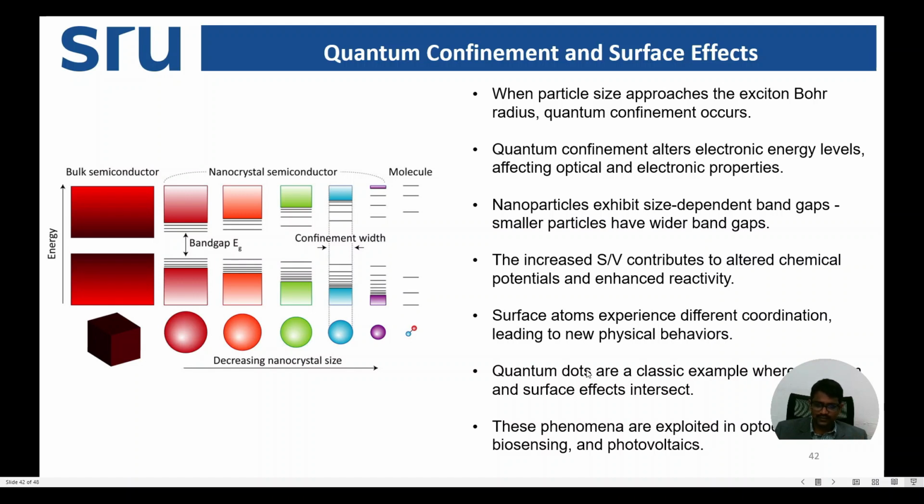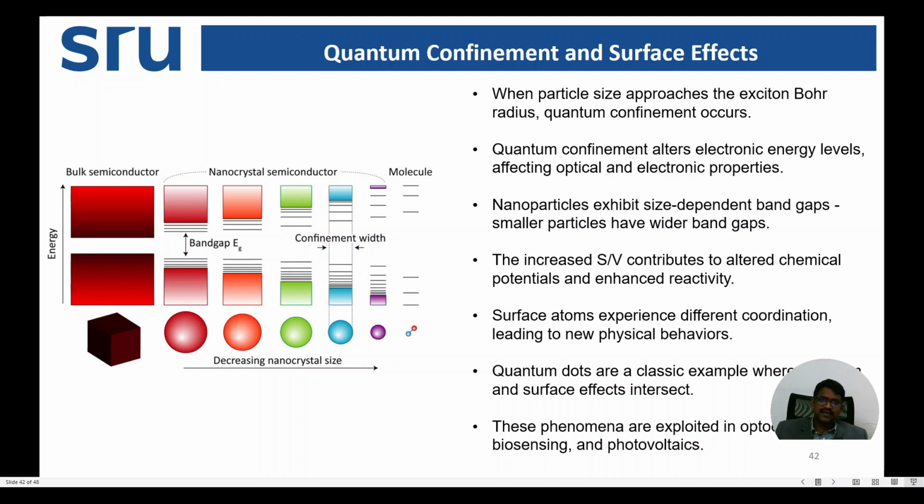These phenomena are exploited in optoelectronics, biosensing, and photovoltaics. So these are the applications: optoelectronics, biosensor applications, and photovoltaics. Photovoltaic is nothing but solar cells, right? So understanding quantum confinement is very, very important, just like surface to volume ratio.